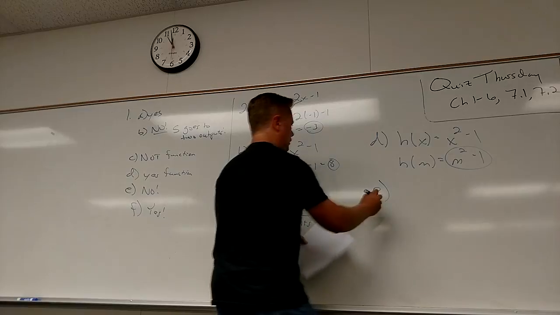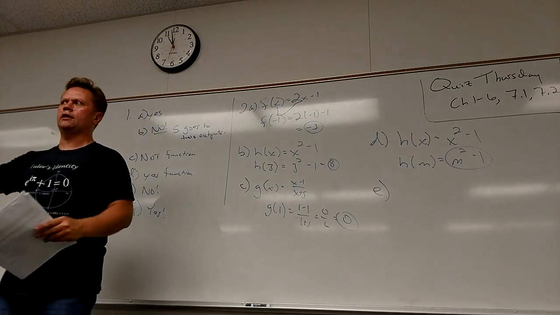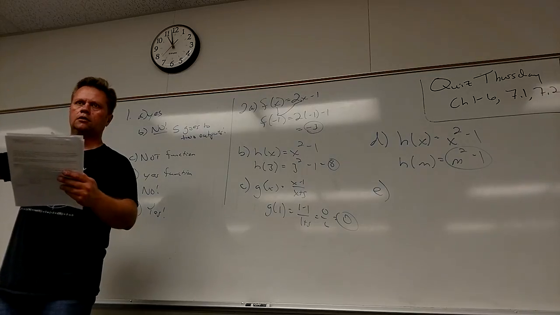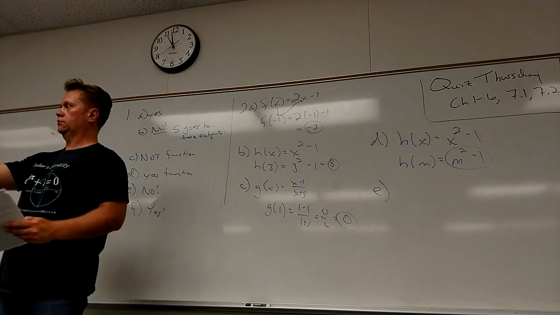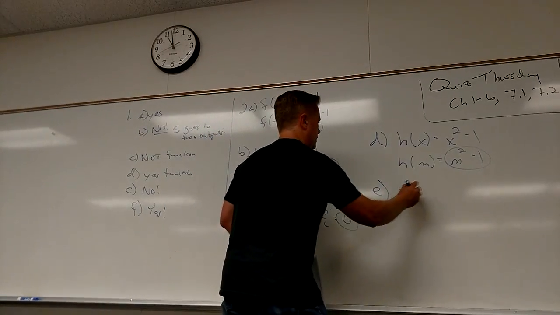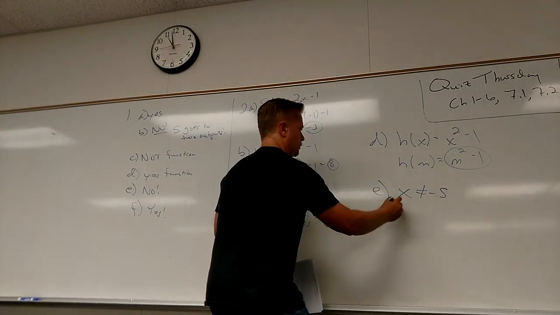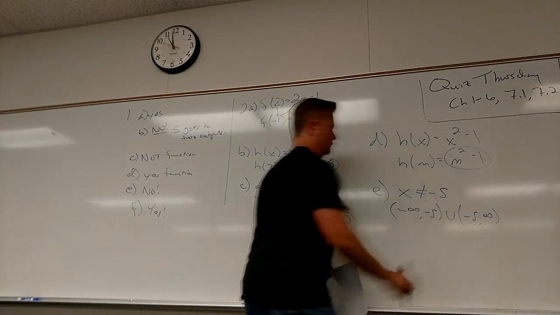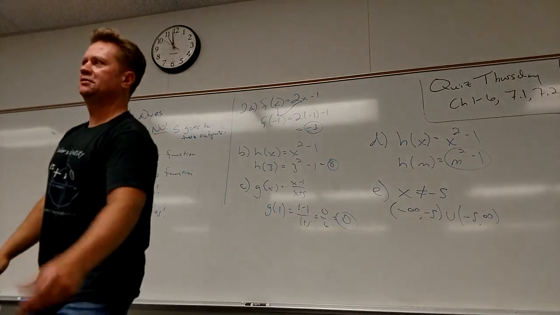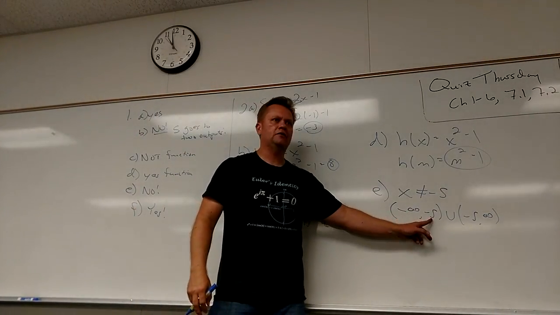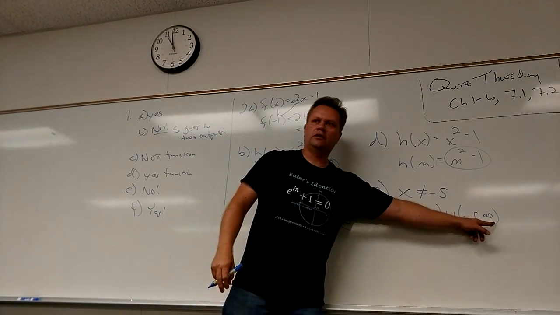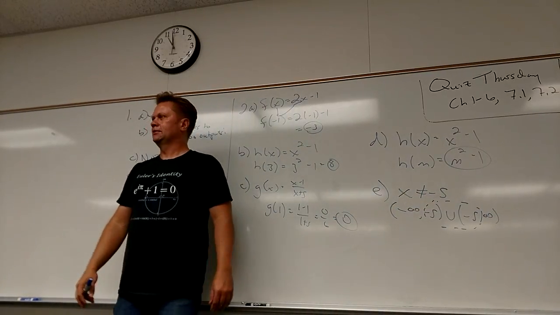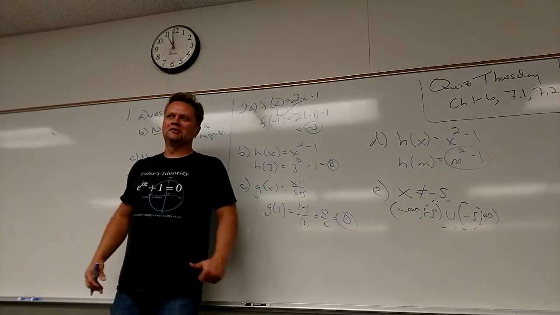Now here's the freaky one, E, but again, domain means all the x's I'm allowed to use. What's the only x I'm not allowed to use for g? Because it makes the bottom 0, I can't use negative 5. X can't be negative 5. The best way to write that is negative infinity up to negative 5, or negative 5 up to infinity. It's too bad. We're going to use interval notation.